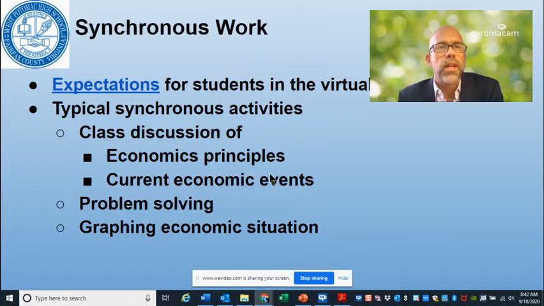Much of our work done during the week is synchronous. That means it's done during class sessions. Expectations are the same really throughout West Potomac for students in the virtual environment. For us, typical activities include discussions of economic principles, discussions of current economic events going on and how that relates to the principles we've just studied. We do a lot of problem solving in the class, and we do a lot of graphing economic situations.